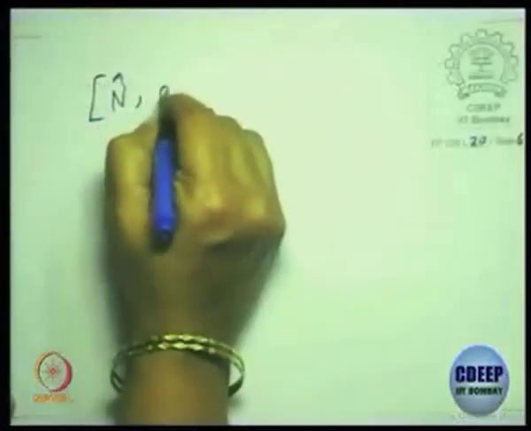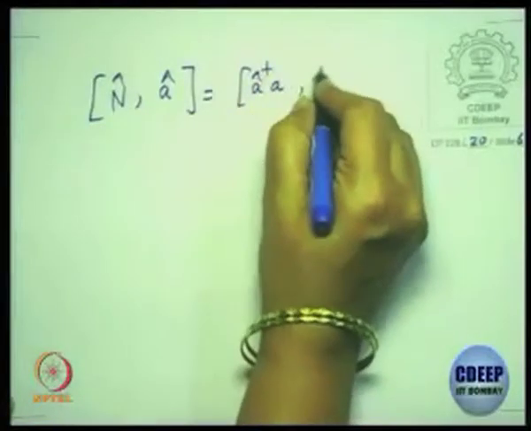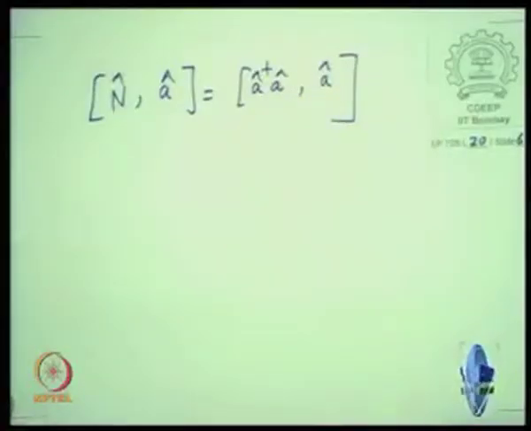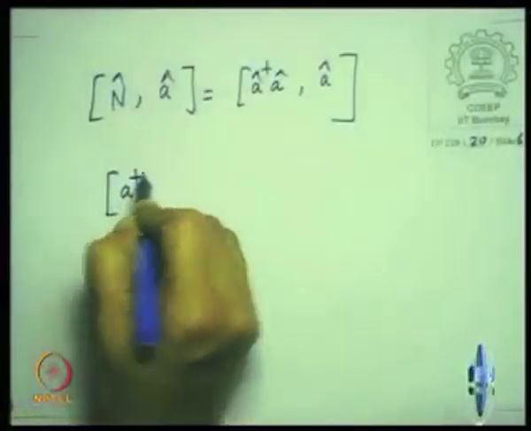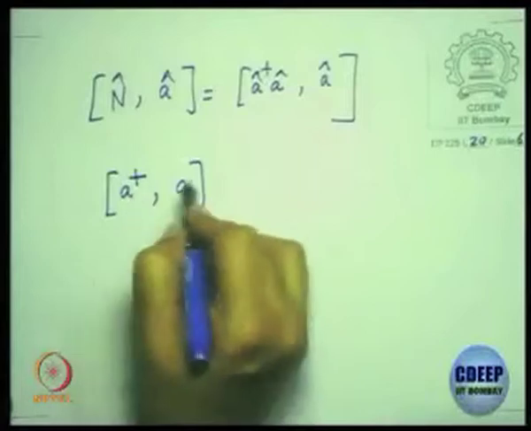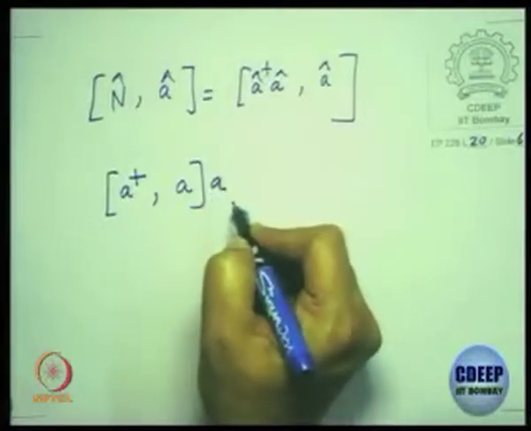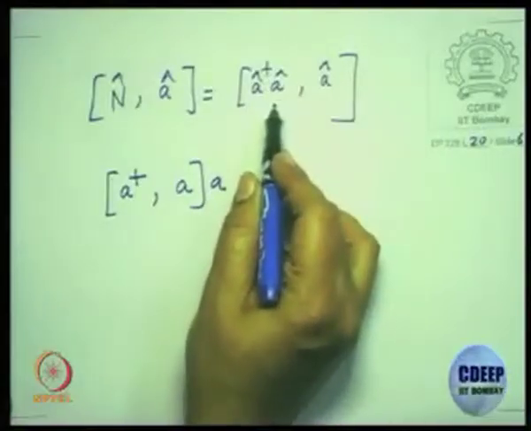Let's first do these commutators. Number operator with A operator is [A dagger A, A]. From now on, I will not use a hat. For the rest of these lectures, assume that these are all operators. So what will this be? A dagger with A. Which side should the other A go? This side. Very important. Why? Order matters. A and A dagger don't commute.